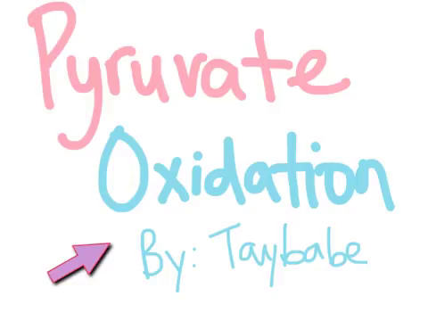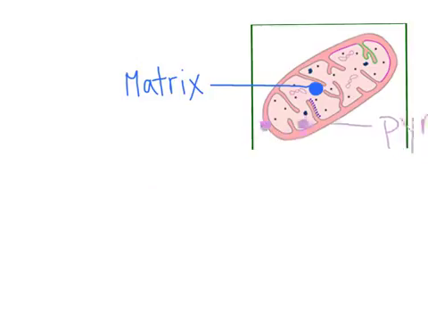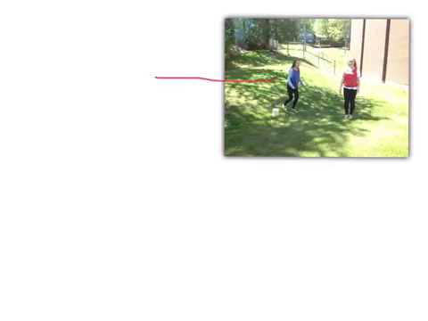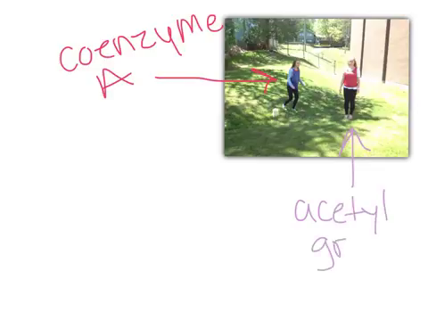The second step in cell respiration, pyruvate oxidation. Pyruvate molecules enter the matrix of the mitochondrion with the help of a membrane carrier to pass through the outer and inner mitochondrial membranes. Coenzyme A attaches itself to the acyl group of the pyruvate molecule.